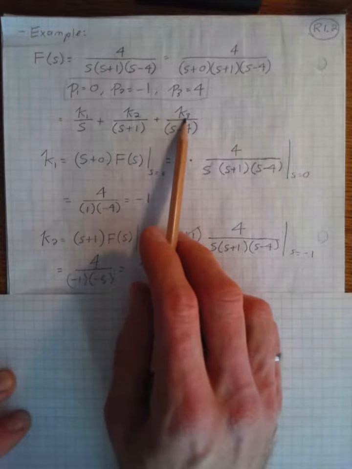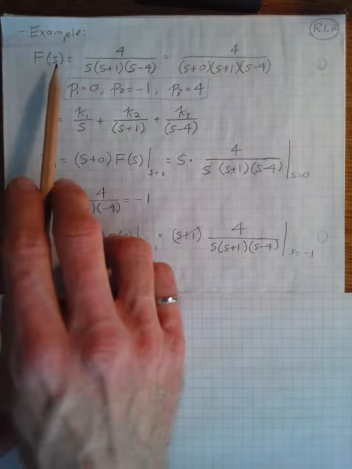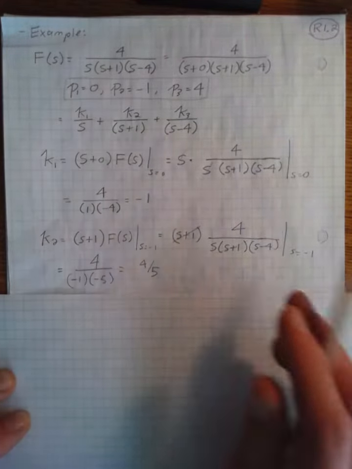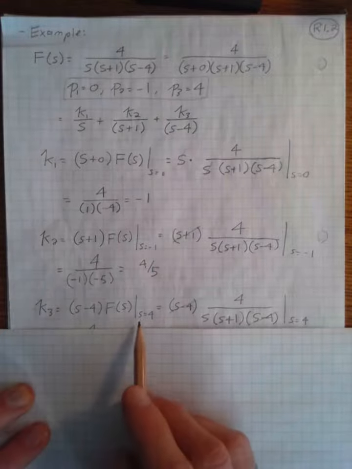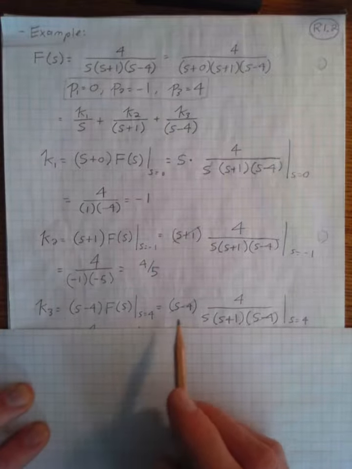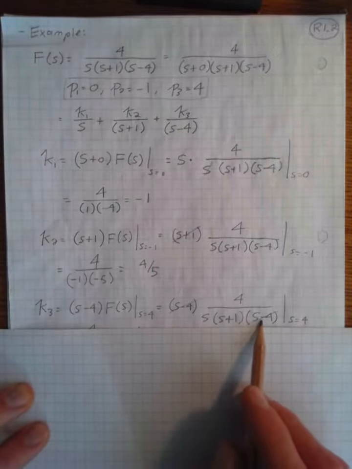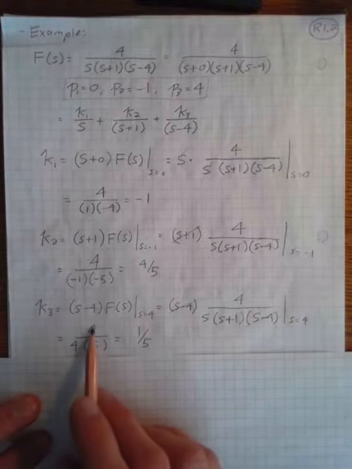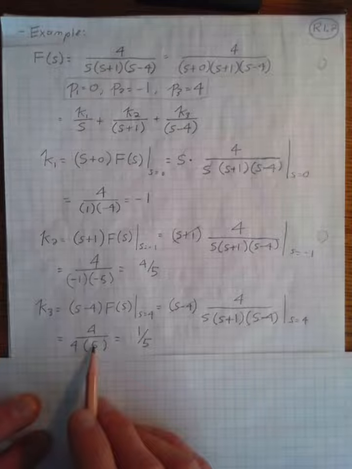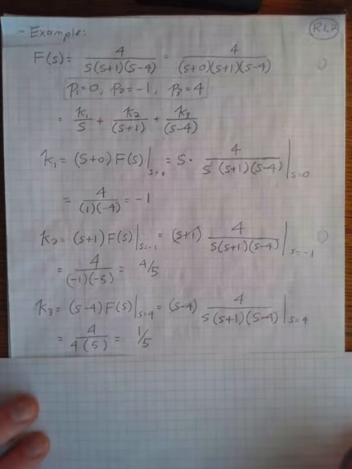Finally, to solve for k3, we multiply f of s by the denominator s minus 4. We set s equal to 4. The s minus 4 terms cancel. Setting s equal to 4 gives us 4 over 4 times 5, or in other words, 1/5.